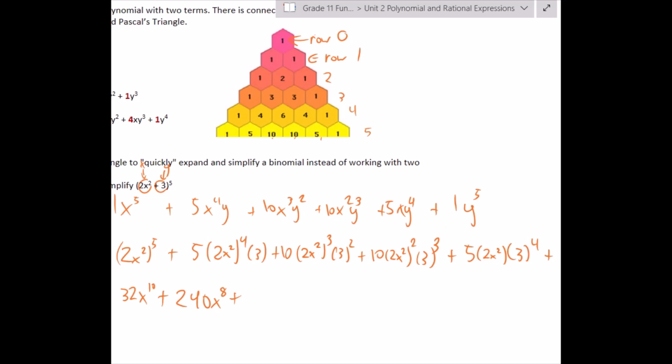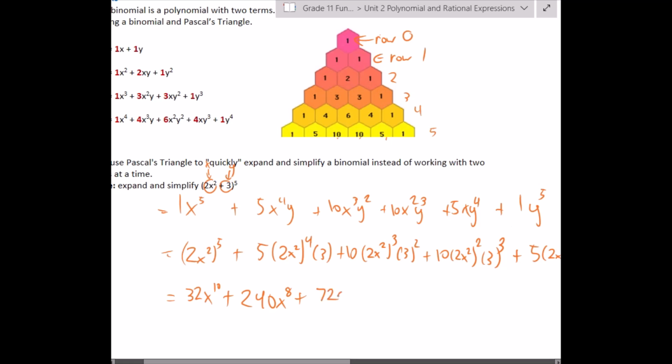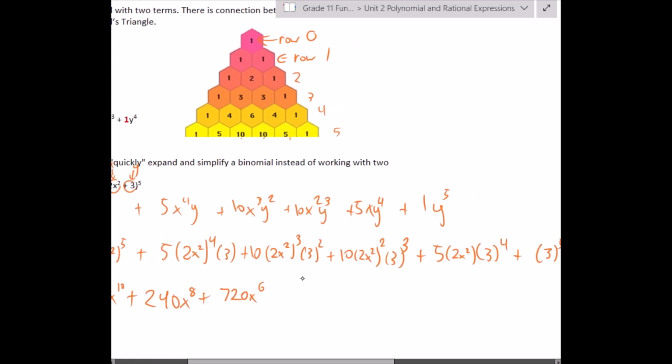You'll see a pattern here. The x's are decreasing by 2 each time. Okay, we are on the second 10 term. So it's 2 to the power of 2, which is 4, and then 4 times 27, because that's 3 to the power of 3. And then that's times 10, so that's going to give us 1080x to the power of 4.